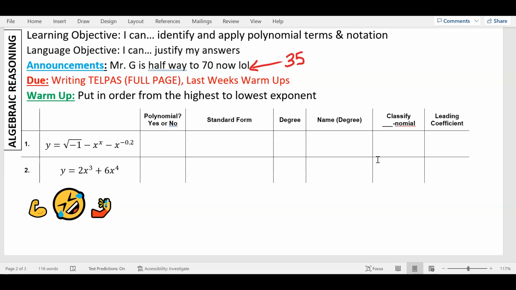Now, you should have also turned in the TELP writing from 2 days ago. If you haven't, you should turn that in so you don't get a 0. And last week's warm-ups with the Thursday and Friday writing, no school.